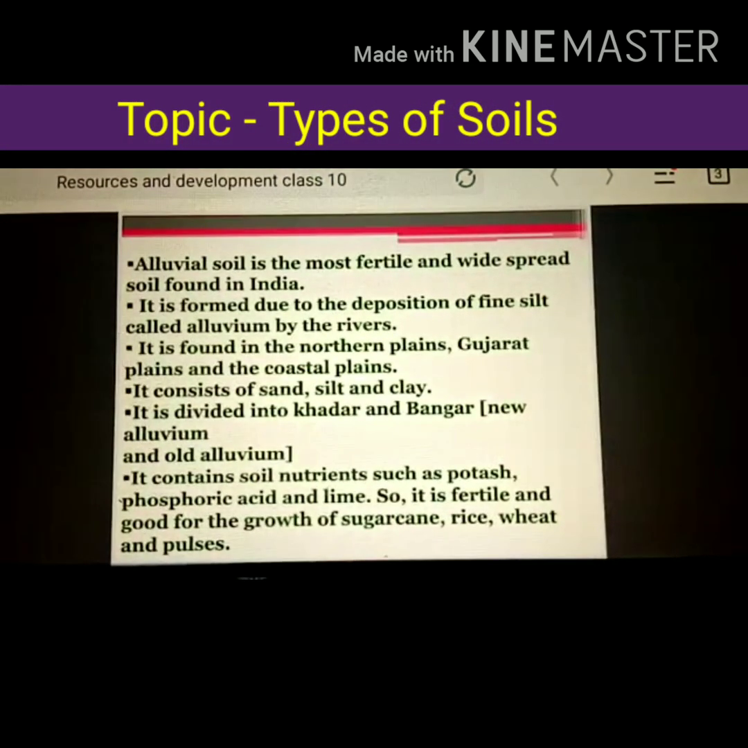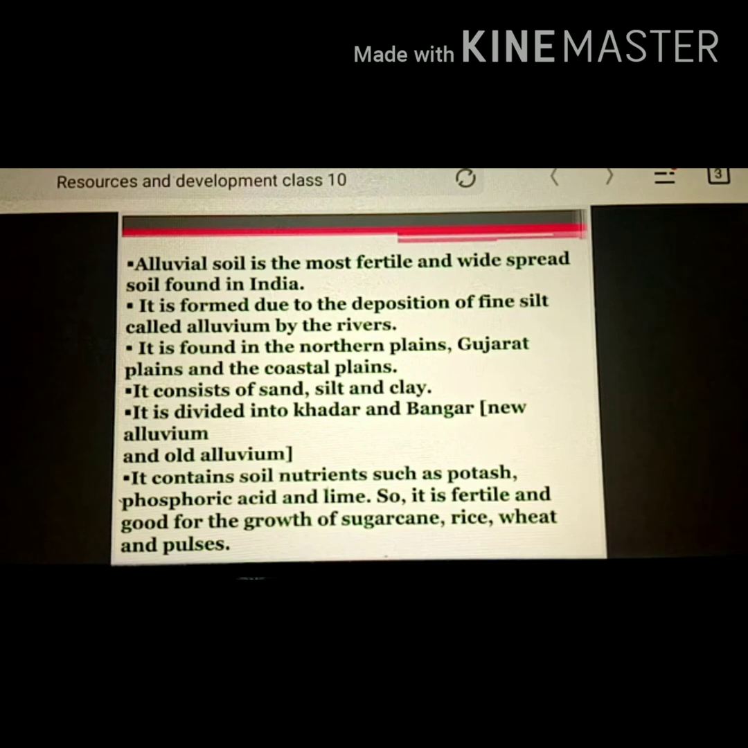What are the characteristics of alluvial soil? Alluvial soil is the most fertile and widespread soil found in India. Means it is the most fertile soil. It is formed due to deposition of fine silt, which is known as alluvium. Alluvium is a superfine material which makes the soil fertile.